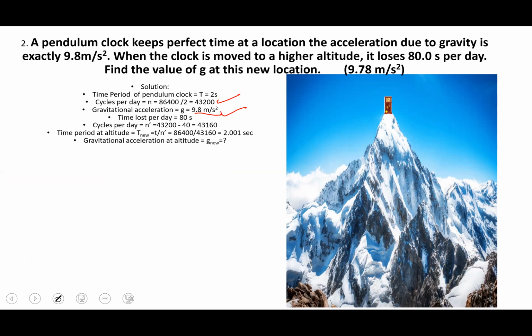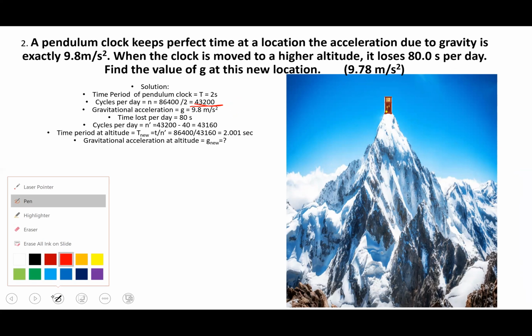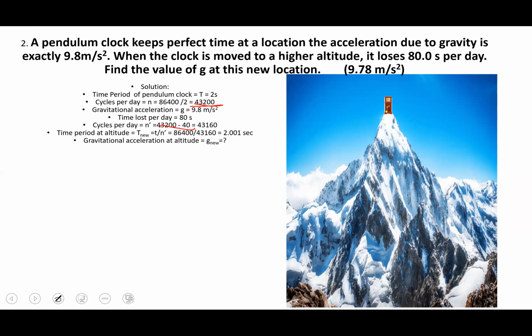Similarly, at the ground level, we have the value of g, which is equal to 9.8 meter per second square. The question tells us that 80 seconds per day is lost. So the time lost in a day is 80 seconds. Cycles per second is n, let's say, and we have already calculated that. Now, because 80 seconds was for the whole day, the 86400 seconds, we have to half that, because the number of vibrations in a whole day will be half of that. So from 43200 we subtracted 40, so that we have a vibration for a one-sided movement of the pendulum. And what do we get? The cycles per day, we get 43160, and that is the number of vibrations per day.